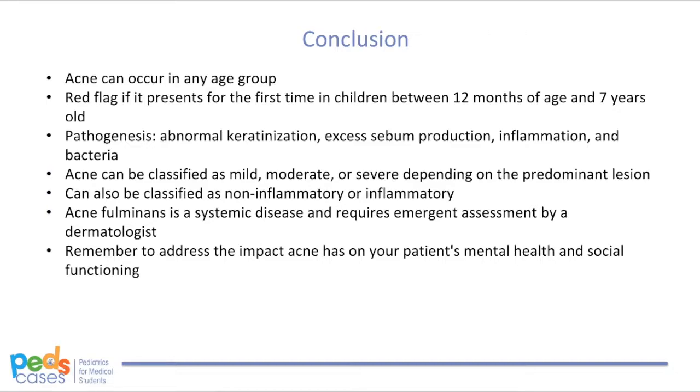There are 4 age categories that acne may present in: neonates, infants, children, and adolescents. In most cases, it is due to normal physiologic changes in hormone production. However, if acne is diagnosed in mid-childhood, it is important to investigate secondary causes for hormone production, such as tumors or endocrine disorders. Acne can be classified as mild, moderate, or severe depending on the predominant lesion. Comedones are predominant in mild acne, papules and pustules are predominant in moderate acne, and severe acne may have all lesion types but is complicated by nodules, cysts, and scarring.